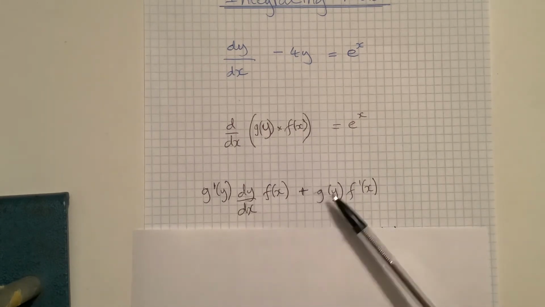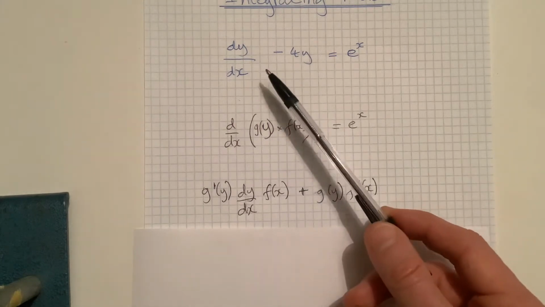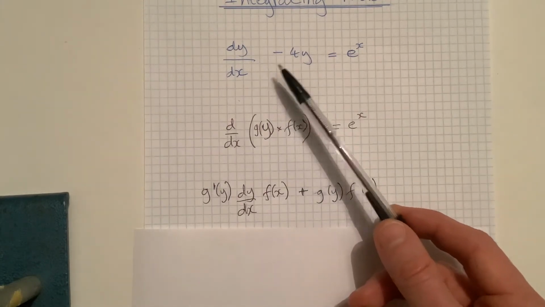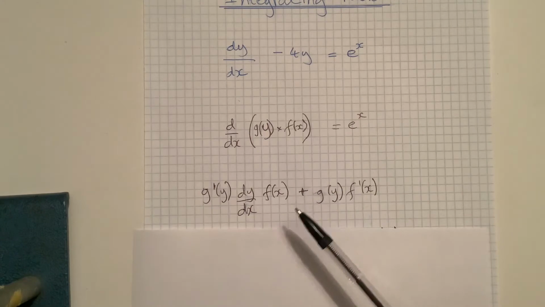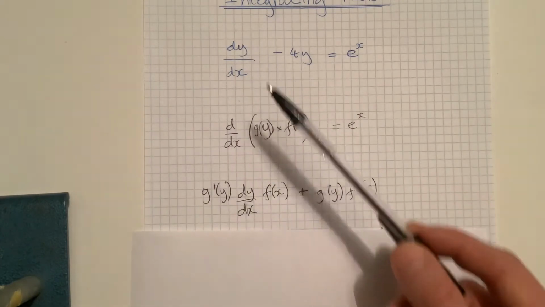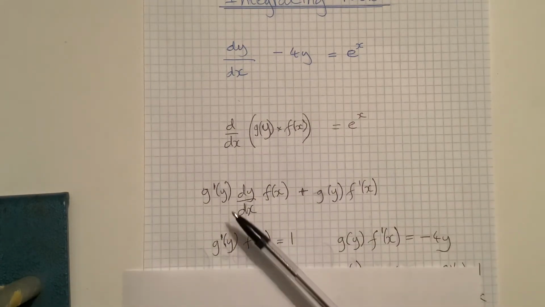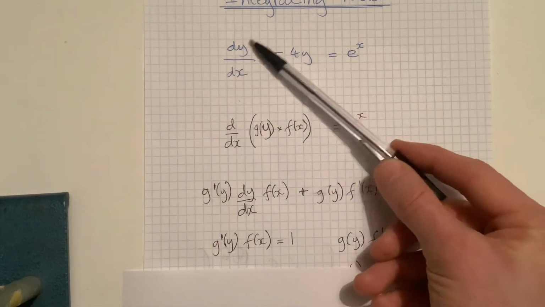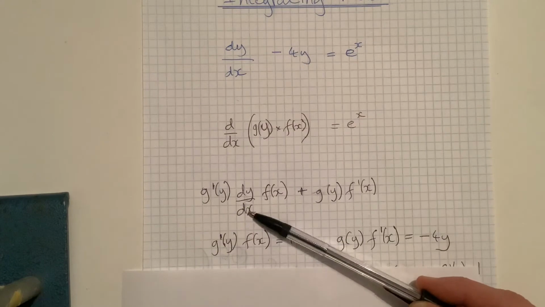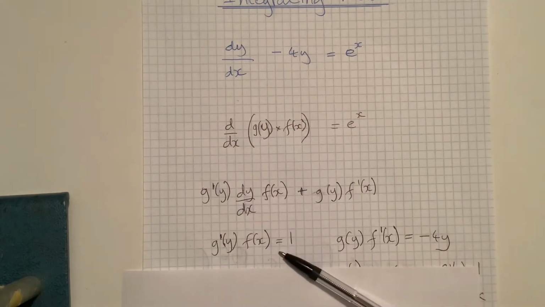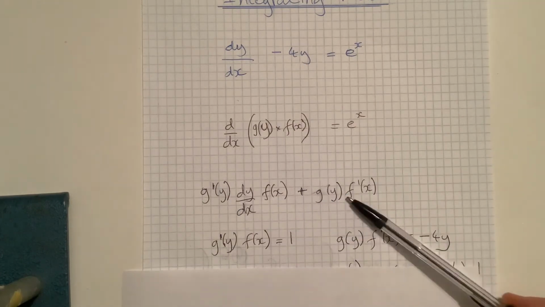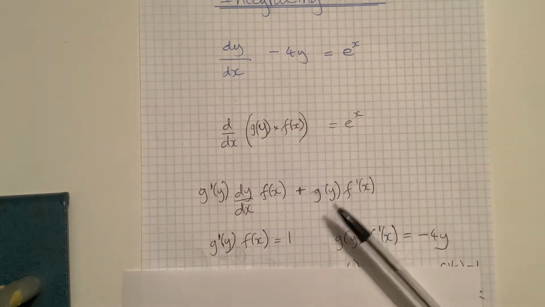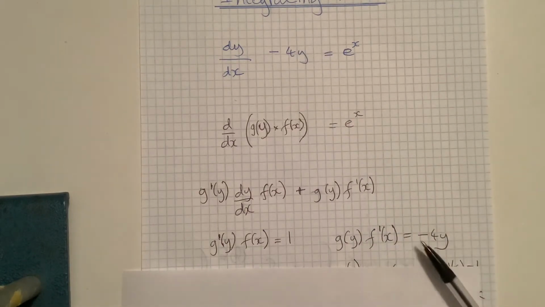Then we tried to compare this to that question to try and figure out what g of y and f of x were. So if I compare this up here, I can see that g dash y f of x has to be 1, because I've got a dy by dx here, a dy by dx here, so these bits must be 1. Then comparing this to this, I see that g of y f dash of x would be minus 4y.